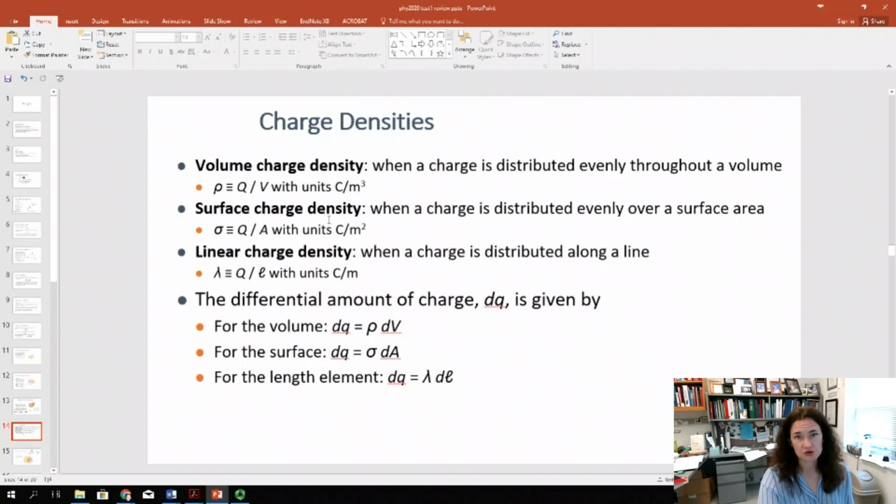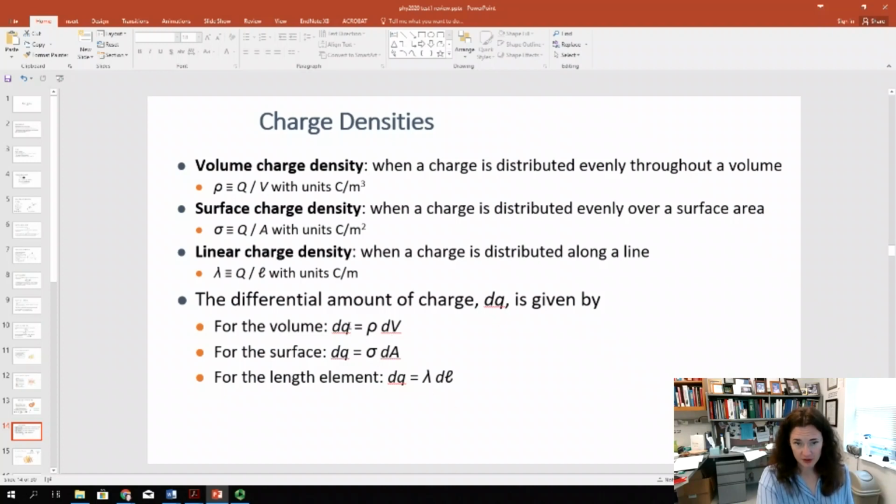Sometimes you have charge distributed over a surface. When it's distributed over a surface, we use sigma, and that is the charge divided by the area, and it would have units of coulombs per meter squared. And then if it's distributed over a line or a wire, then we often use lambda to symbolize the charge density, and lambda is equal to the charge per unit length, or Q over L, and it has units of coulombs per meter. Then what we would do is solve for dq in terms of either rho, sigma, or lambda.